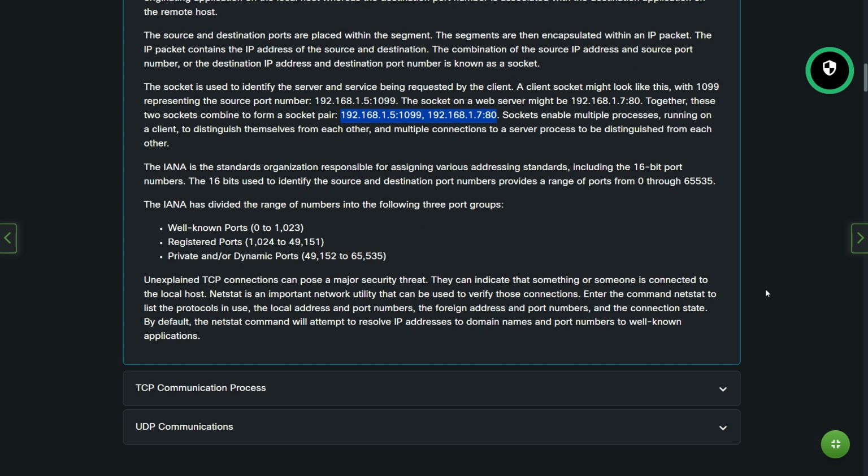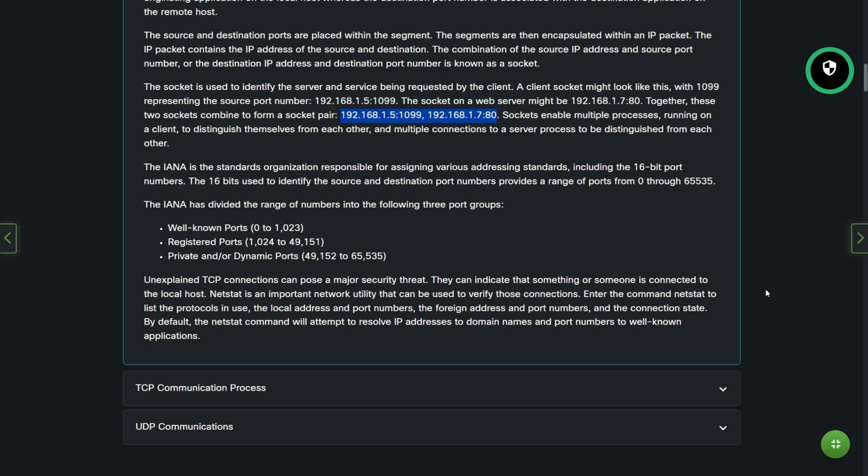Unexplained TCP connections can pose a major security threat. They can indicate that something or someone is connected to the local host. Netstat is an important network utility that can be used to verify those connections.